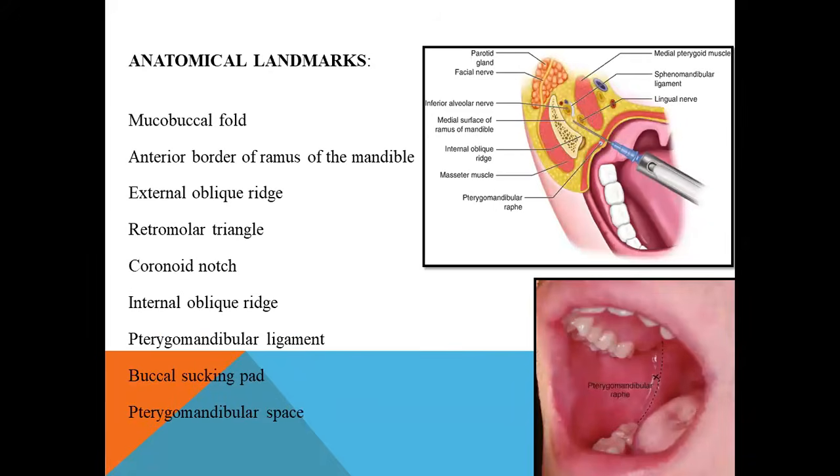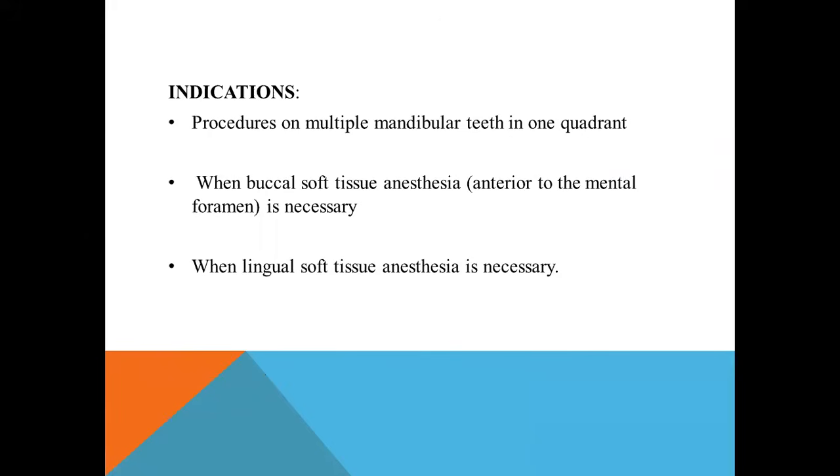Anatomical landmarks include the mucobuccal fold, anterior border of the ramus of the mandible, external oblique ridge, retromolar triangle, coronoid notch, internal oblique ridge, pterygomandibular ligament, buccal sucking pad, and pterygomandibular space. Coming to the indications: procedures on multiple mandibular teeth in one quadrant, when buccal soft tissue anesthesia anterior to the mental foramen is necessary, and when lingual soft tissue anesthesia is necessary.